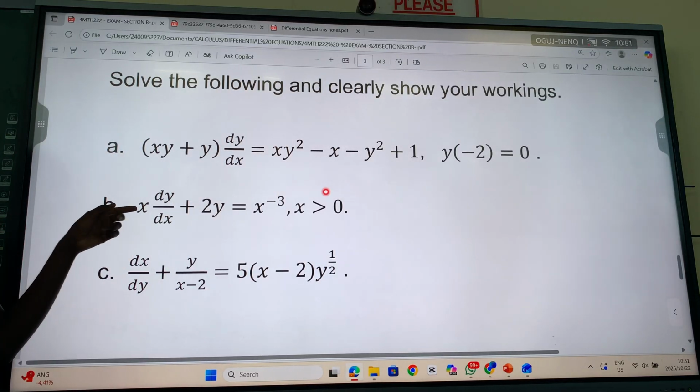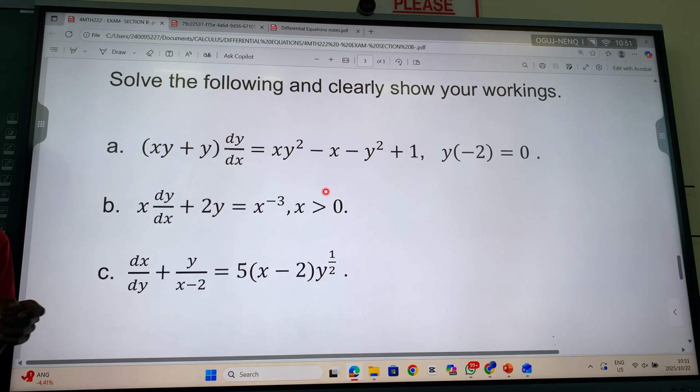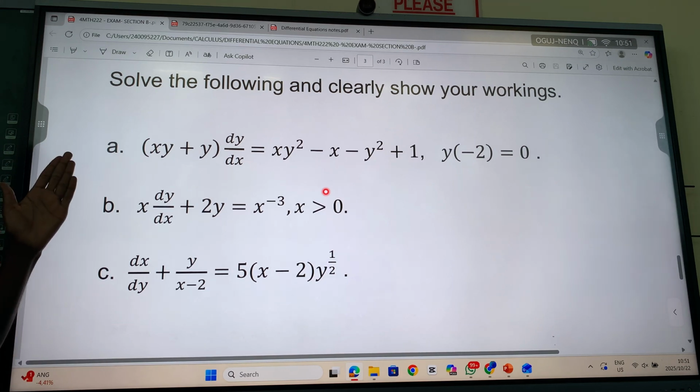Let's look at the second one. Is it a first order? Yes, it's first order. Next, is this linear? So you can use our method from before. Check that first, those two things.